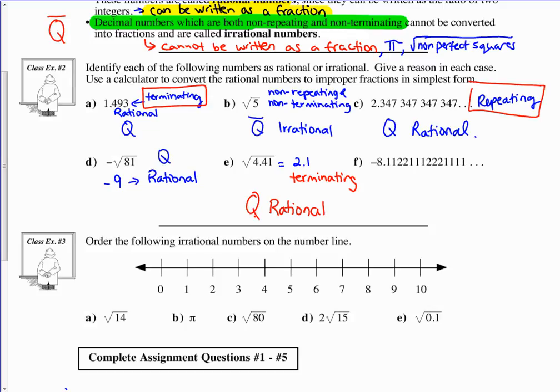Now, be very careful. The next one. First of all, is it terminating or non-terminating? Non-terminating. Is it repeating? No. It has a fancy, cute pattern that's really fun to look at, but a pattern is not the same thing as repeating. So it's non-repeating and non-terminating, meaning it is irrational.